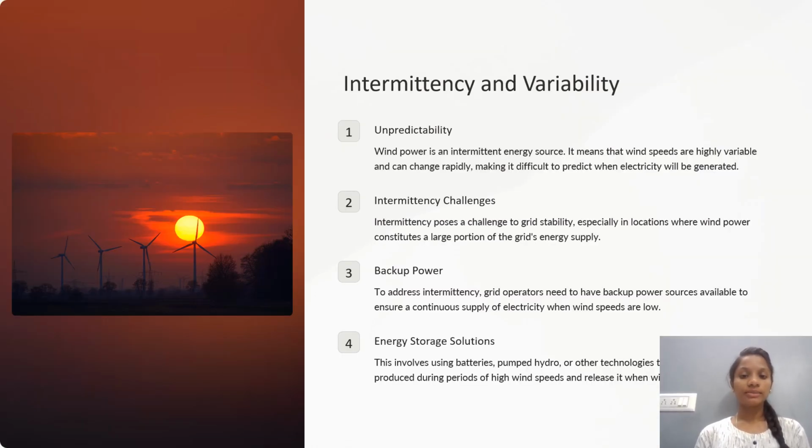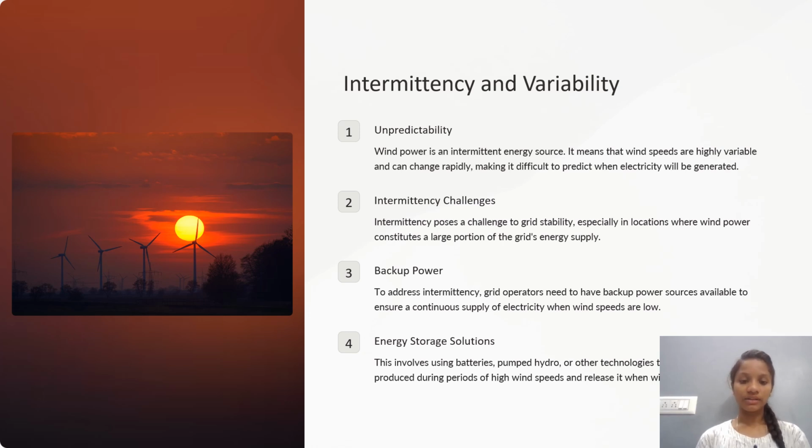Next, let me discuss intermittency and variability. The first is unpredictability, and next is intermittency challenges, and next is backup power, and next is energy storage solutions. Wind power is an intermittent energy source. It means that wind speeds are highly variable and can change rapidly, making it difficult to predict when electricity will be generated. Intermittency challenges. Intermittency poses a challenge to grid stability, especially in locations where wind power constitutes a large portion of the grid's energy supply.